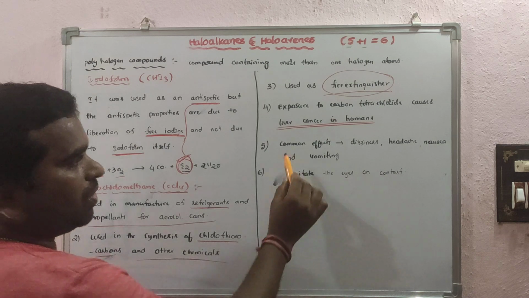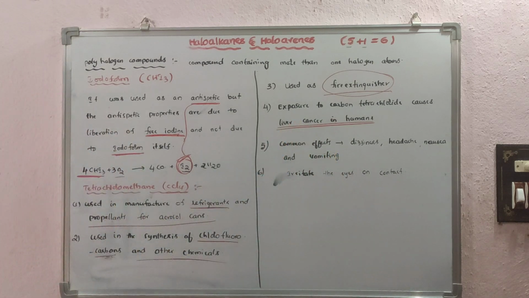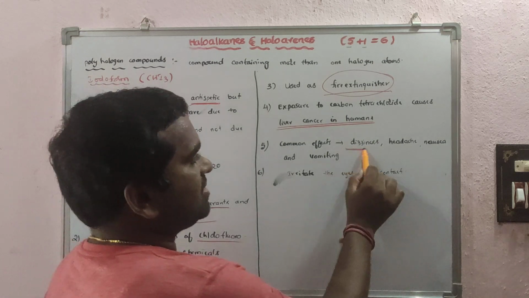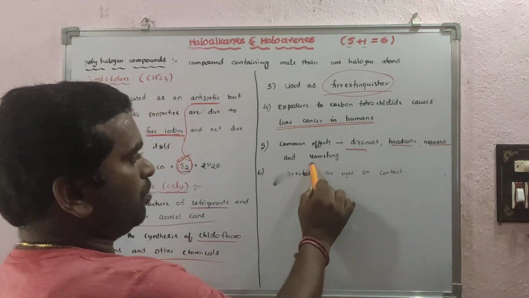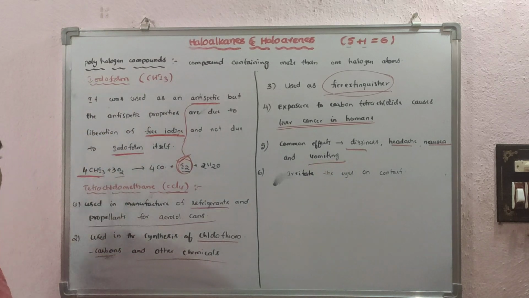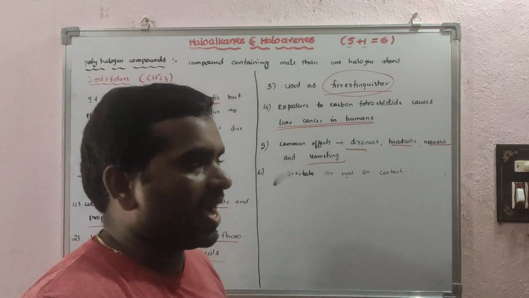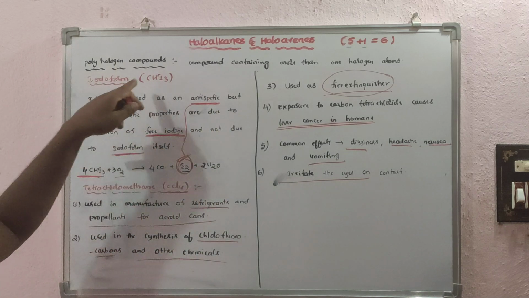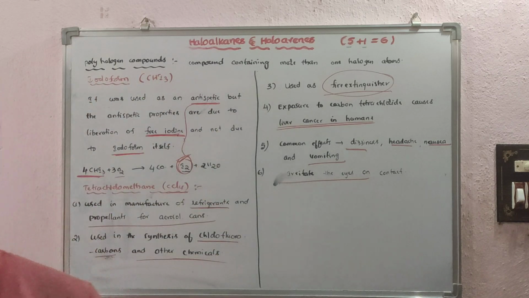Clear? And next, the common effects. What are the common effects of tetrachloromethane? When you inhale it, you get dizziness, headache, nausea, and vomiting. Okay? And if it comes in direct contact with your eyes, it irritates your eyes. So this is about iodoform and CCl4.